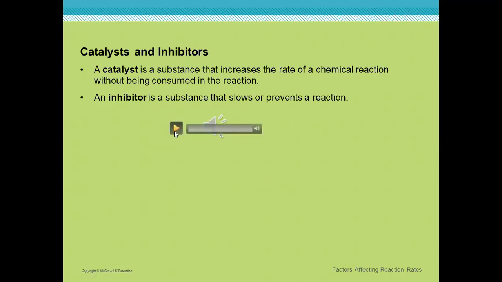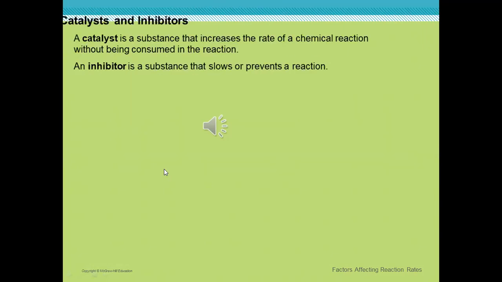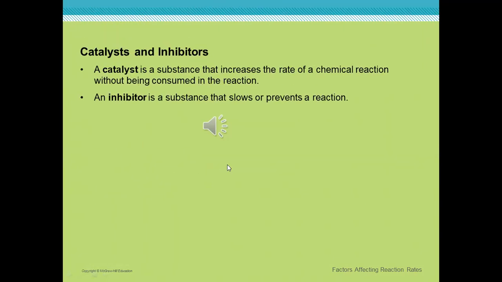Okay, listen to this please again. Catalysts and inhibitors. A catalyst is a substance that increases the rate of a chemical reaction without being consumed in the reaction. An inhibitor. Okay, any problem till now? No.